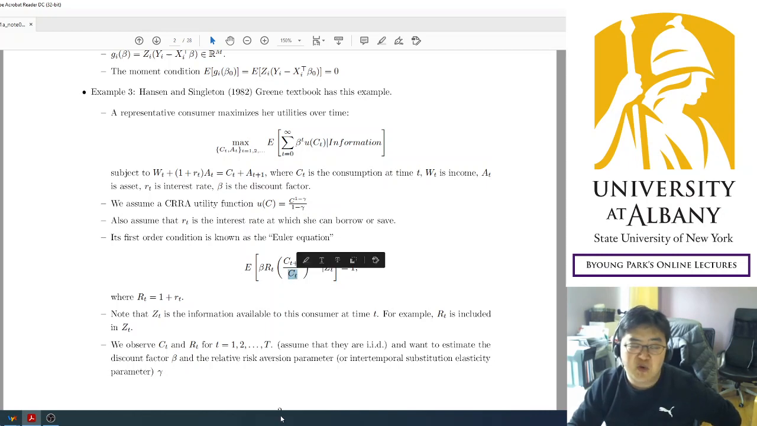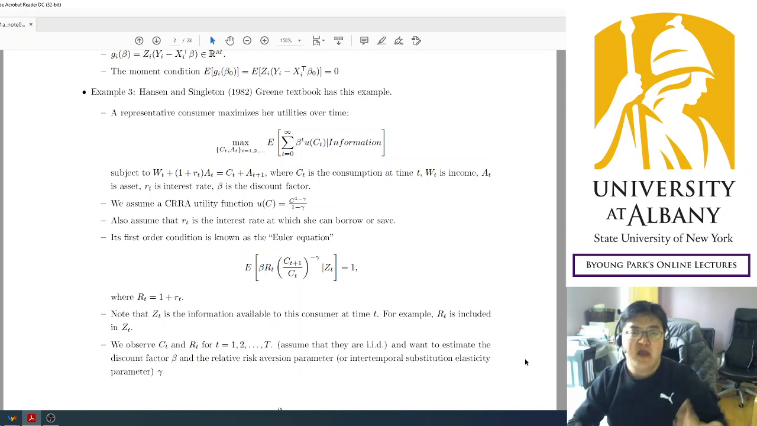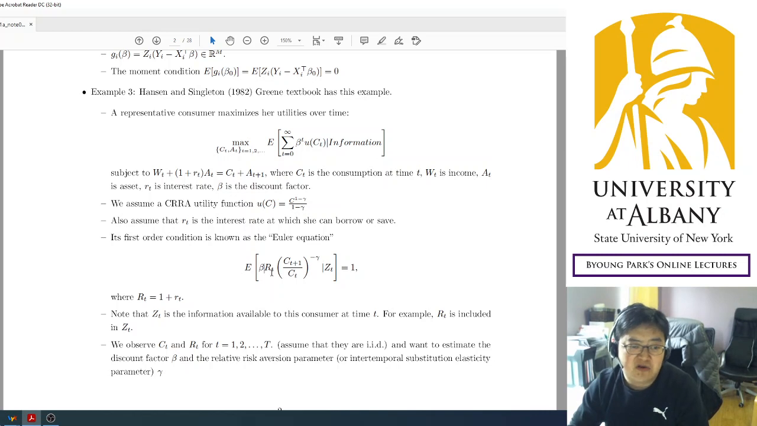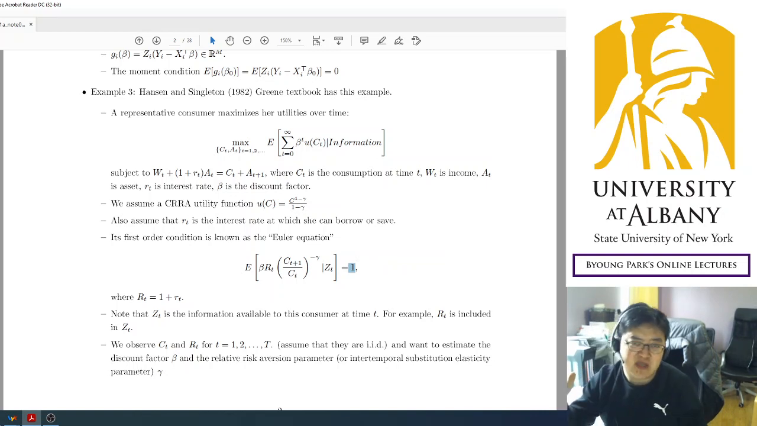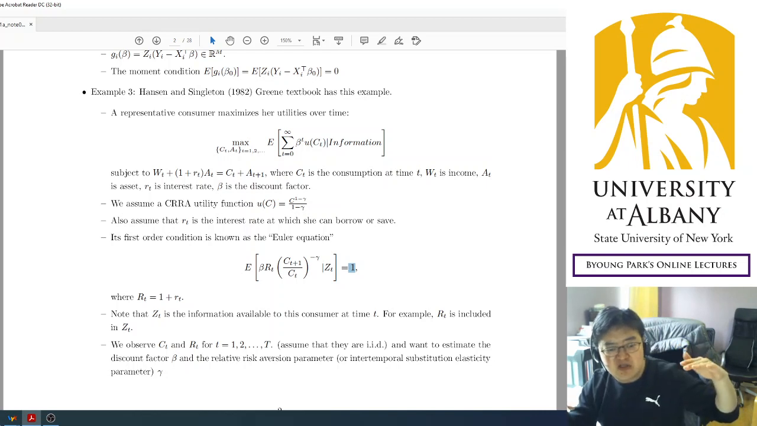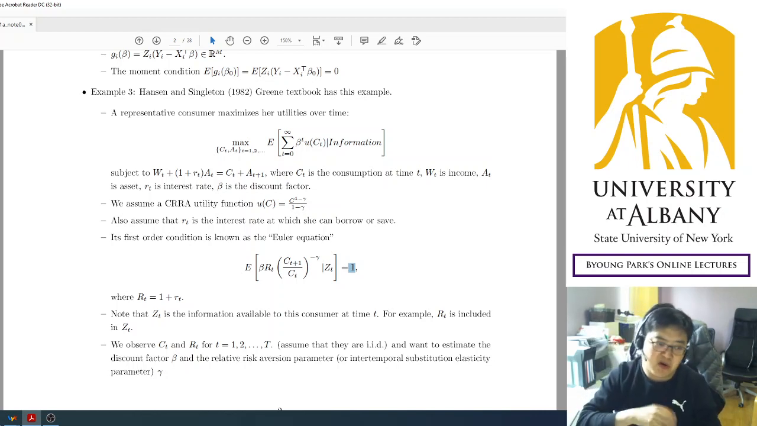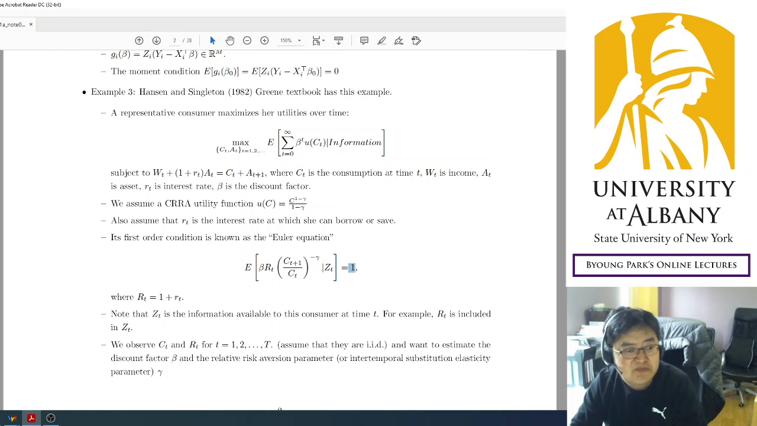The denominator is the marginal utility today, and the numerator is the marginal utility tomorrow, and multiply the interest rate and discount factor. And they must balance. They must be expectedly 1. If tomorrow's marginal utility is higher than today's, then you have to save more. If the marginal utility today is higher, then you have to consume more. So it's a dynamic decision. Are you following?